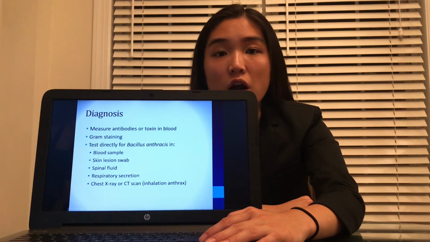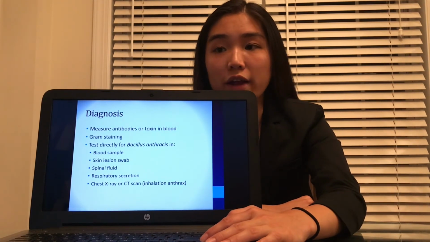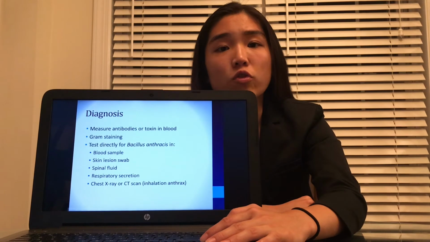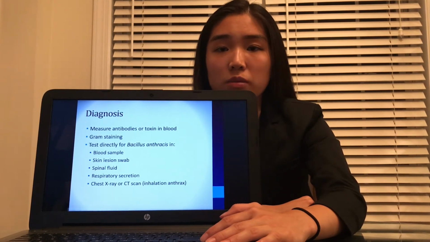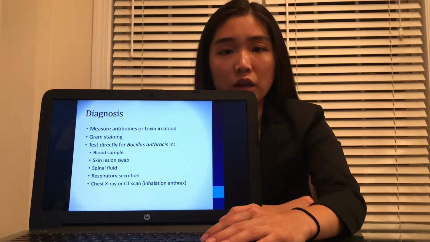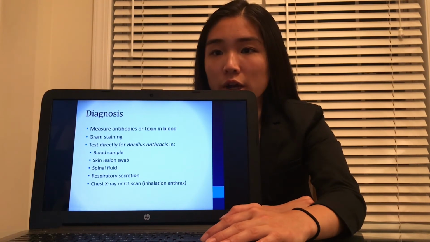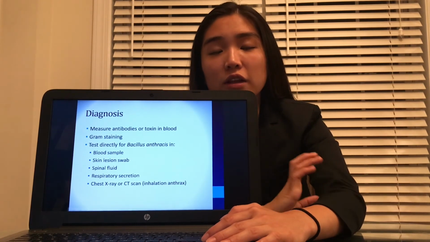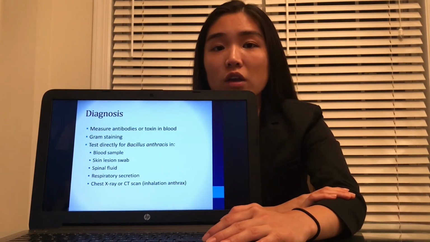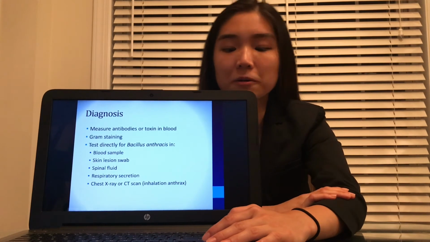Regarding diagnosis, doctors rarely see a patient with anthrax. The only way to confirm an anthrax diagnosis is to measure antibodies or toxins in blood. You can also do gram staining and other tests, or test directly for Bacillus anthracis in a sample of blood, skin lesion swab, spinal fluid, or respiratory secretions. In the case of inhalation anthrax, a chest x-ray or CT scan would be recommended.